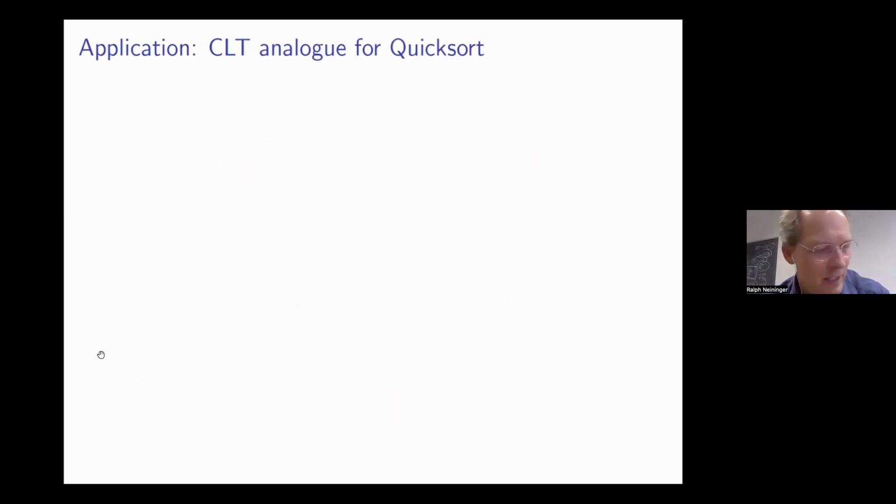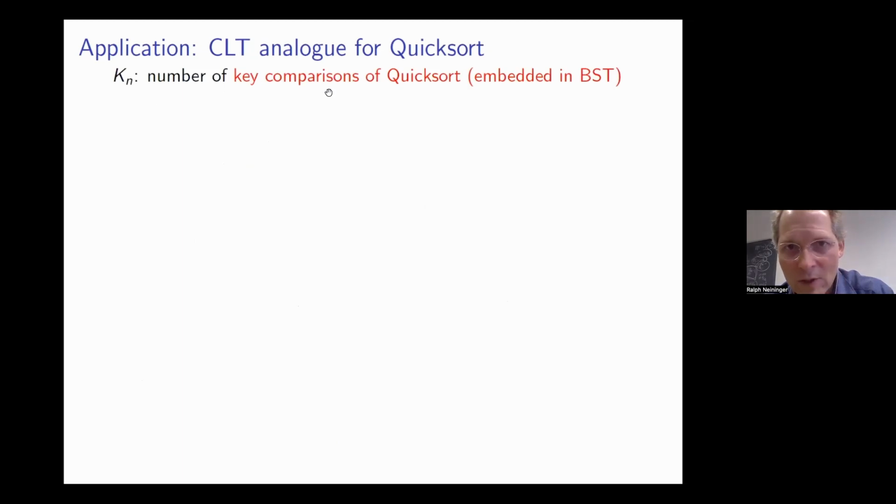Okay, so now I have two applications. One is the central limit analog for quicksort. Just recalling quickly, we consider the number of key comparisons of quicksort, say on a random permutation or some uniform sample, or you can also take the pivot uniformly. I denote this by Kn. I assume an embedded version as the path length of a binary search tree, which is growing almost surely.